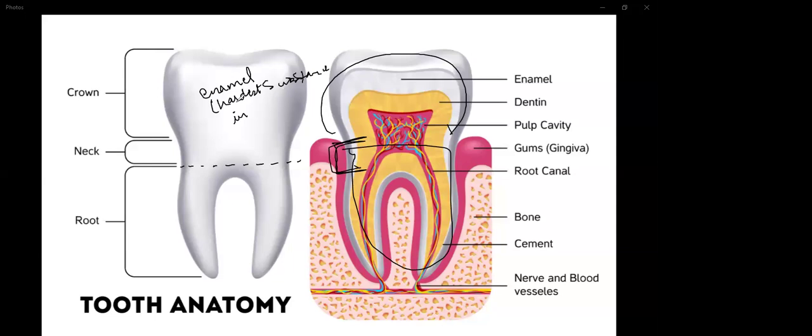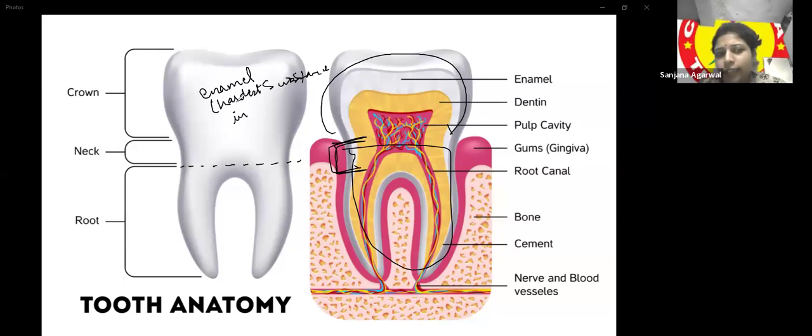Ma'am, I have a doubt. Suppose one tooth breaks, it will break in the neck area, right? So if it breaks from the neck area, what happens? Does the new tooth emerge from the root of the previous tooth, or does it develop a new root? It is not necessary that only the crown part will break.